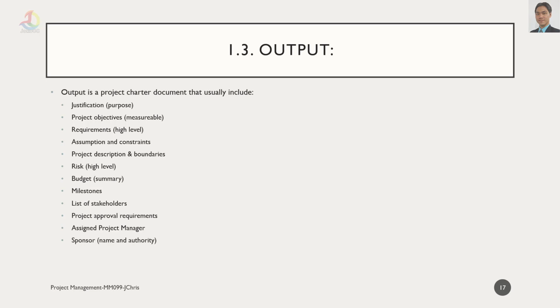And the output of the project initialization is the project charter, which includes the justification or the purpose, the project objective, which is measurable, the requirements, the high-level requirements, not very detailed, assumption and constraint, project description and boundaries, the risks, the budget, the milestone, list of stakeholders, project approval requirements, assigned project manager, and the sponsor.